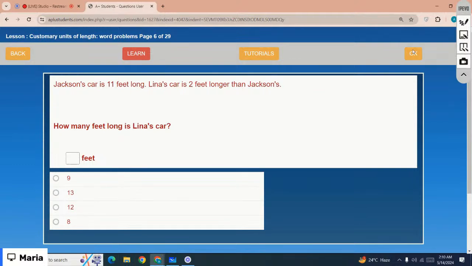Yes, that is 13 feet long. The correct option is 13. 2 feet longer, so you need to add 2 to 11. So 11 plus 2 is 13. Okay, you can complete the lesson by yourself today. 13 it is. 11 plus 2 is 13.